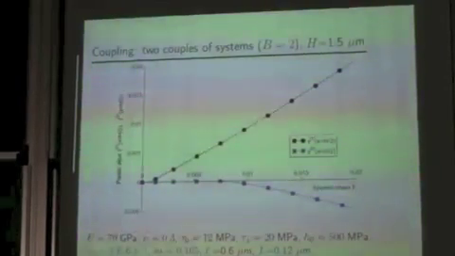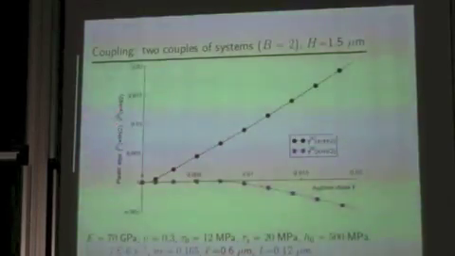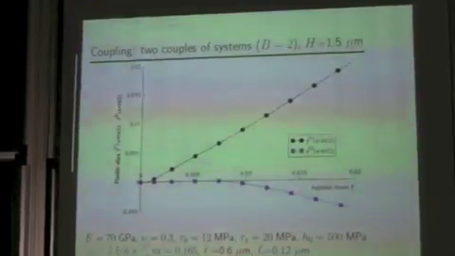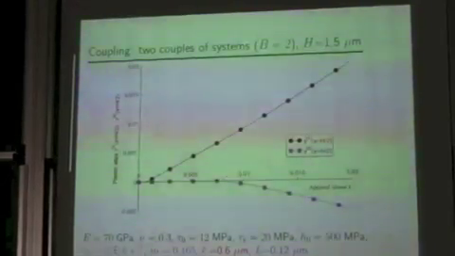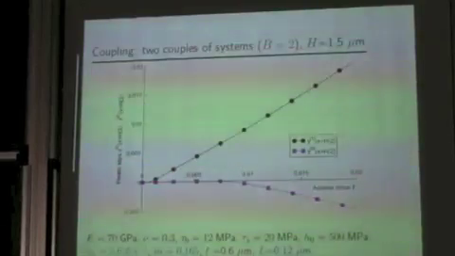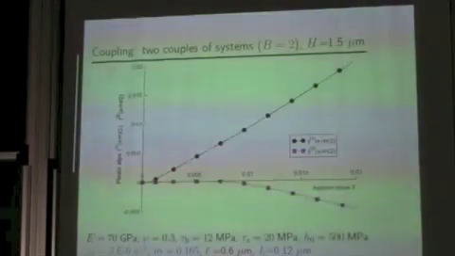The other thing I'd like to mention is that we obtain, so gamma 1 is the slip on the less inclined system, gamma 2 is the slip on the more inclined couple of systems, and gamma 2 is negative. And this is quite counterintuitive. I don't know whether it is correct or not.